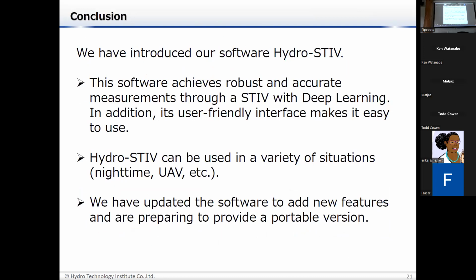Here is the conclusion. I have introduced our software Hydro-STIV. This software achieves robust and accurate measurements through STIV with deep learning. In addition, its user-friendly interface makes it easy to use. And Hydro-STIV can be used in a variety of situations, such as nighttime and with drones, etc. We have updated the software to add new features and are preparing to provide a portable version.